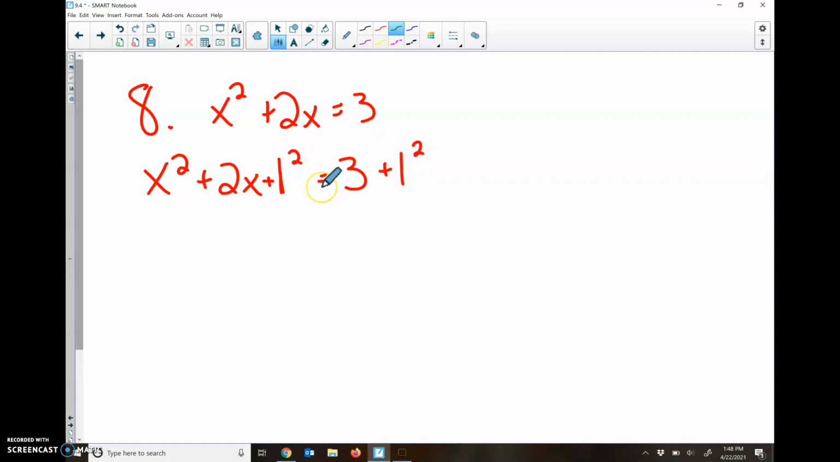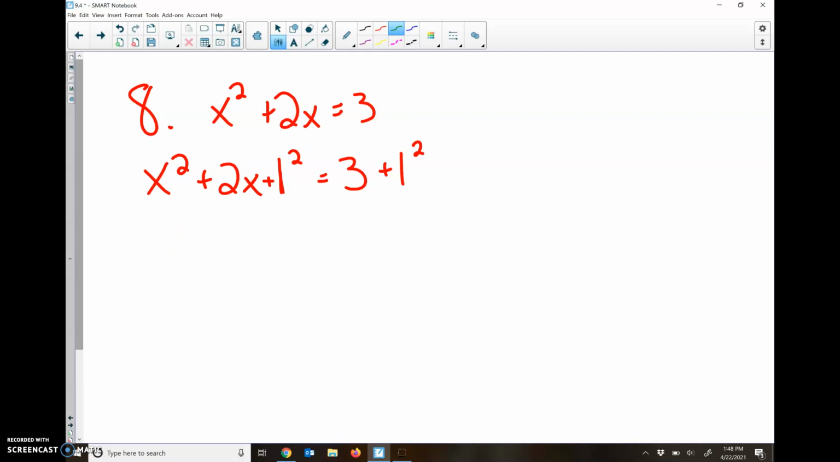So this first step is pretty much what we did in those first 6 problems, is figuring out what number you're going to add to the outside. So 2 divided by 2 is 1. 1 squared is 1. The same thing in the first one. 8 divided by 2 is 4. 4 squared is 16. So I added 16 to both sides of number 7.